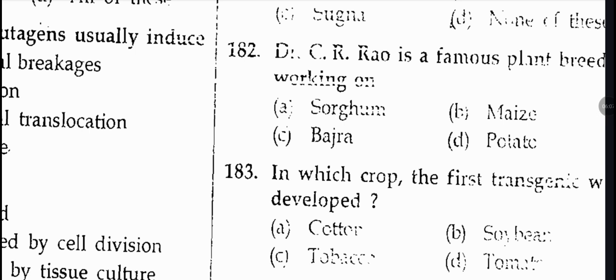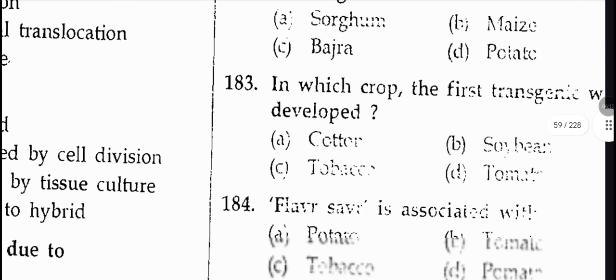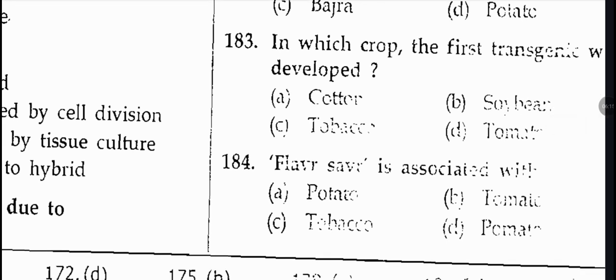182. Dr. C.R. Rao is a famous plant breeder working on sorghum. In which crop was the first transgenic developed? First transgenic was developed in tobacco.